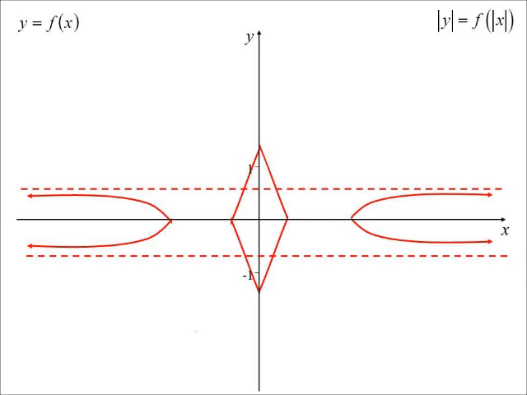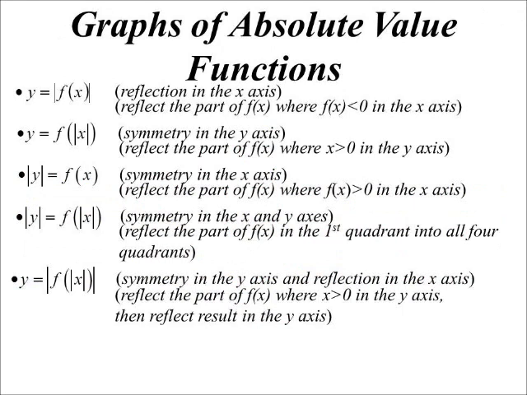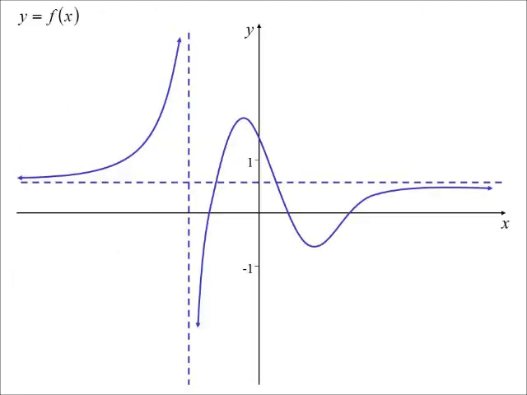Now, I might be getting a bit carried away now. I'm not sure we'll have this many combinations, but what the heck, let's keep going. Y equals the absolute value of function absolute value of x. So this one, I could do function absolute value of x first, and then do the absolute value of that one. So what we should end up seeing is some sort of symmetry in the y-axis and reflection in the x-axis. Okay? So basically, reflect the part of the original function where x is positive in the y-axis, then reflect that result. So here we go.